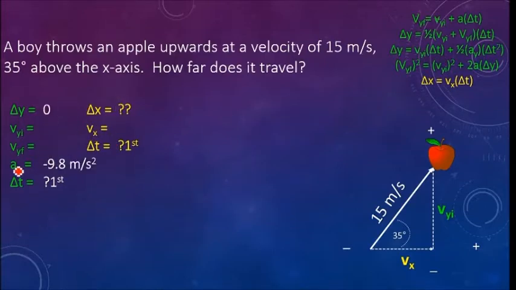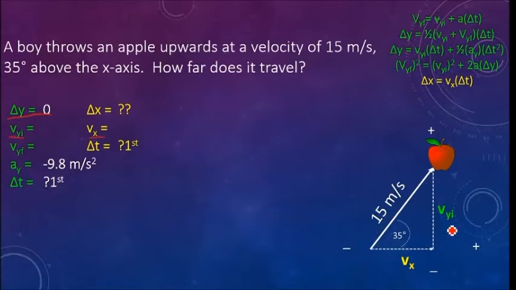All right, we know acceleration is negative 9.8 meters per second squared. And we know we're going to land at the same height we launched. At least that's what I'm saying it's going to be. So we need to find now what Vx and initial Vy are. And we get that from our initial vector here.